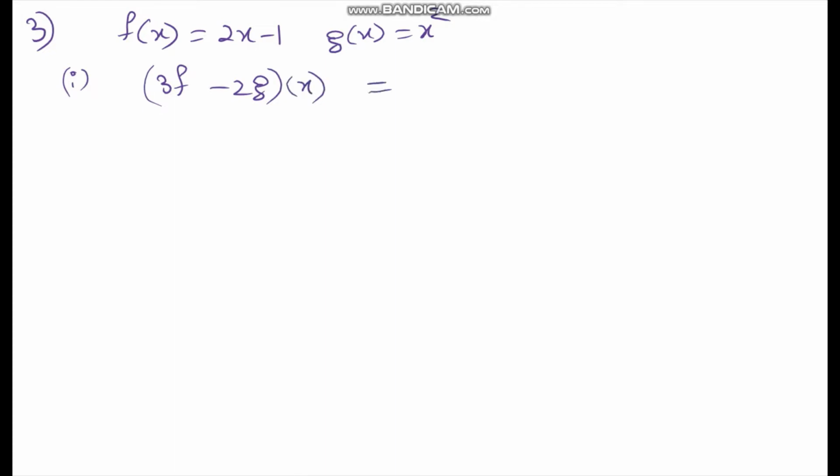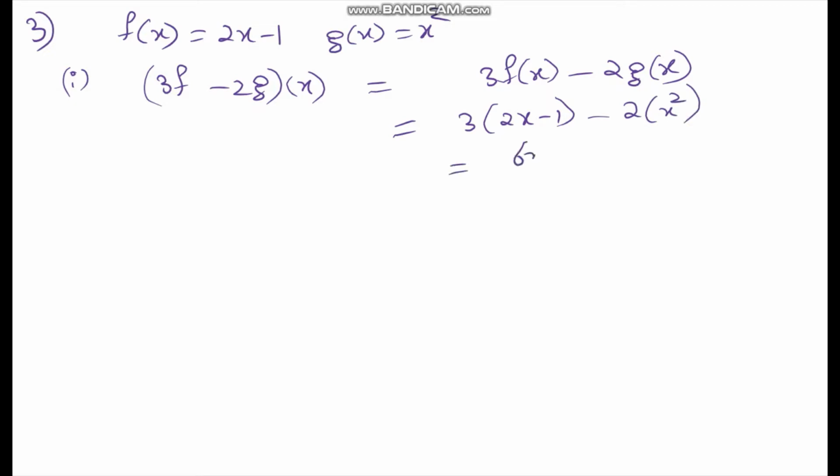Third bit, given that f of x equals 2x minus 1 and g of x equals x square. First one is we need to find (3f minus 2g) of x. This is equal to 3 into f of x minus 2 into g of x. That equals 3 into (2x minus 1) minus 2 into x square. 6x minus 3 minus 2x square.